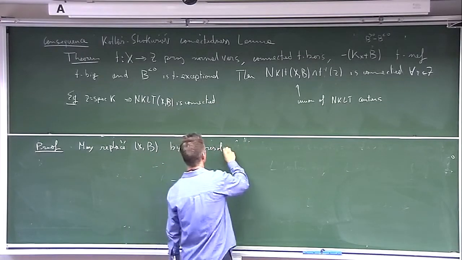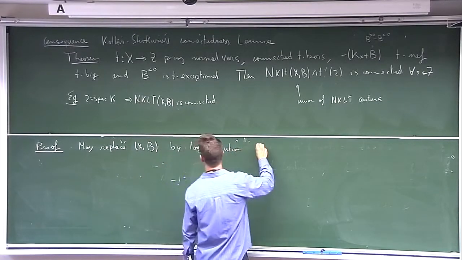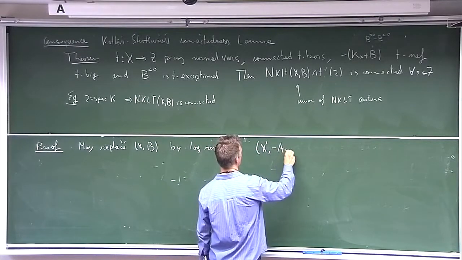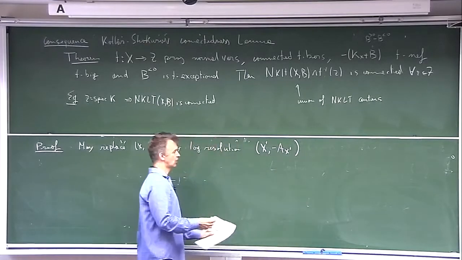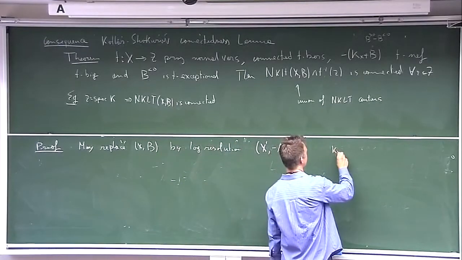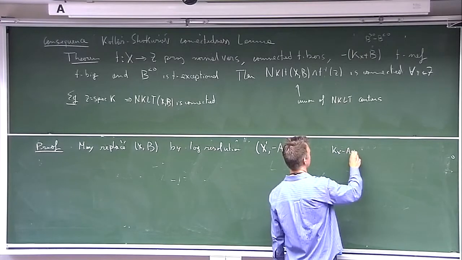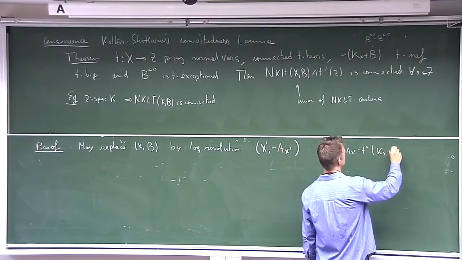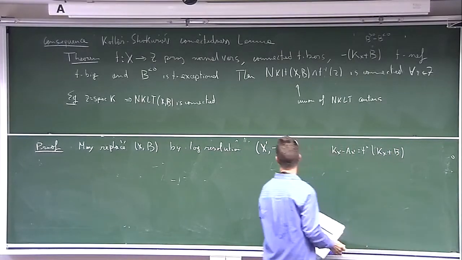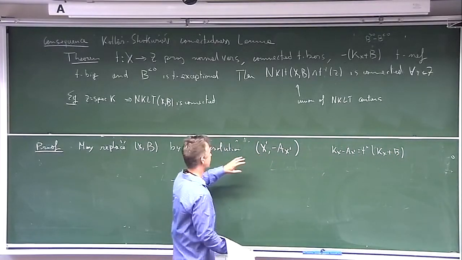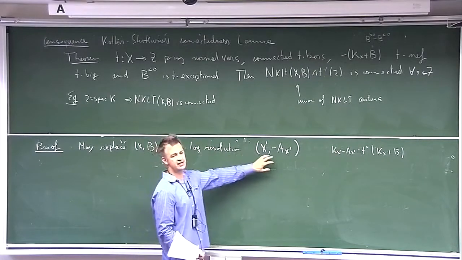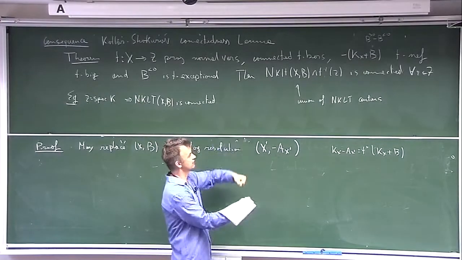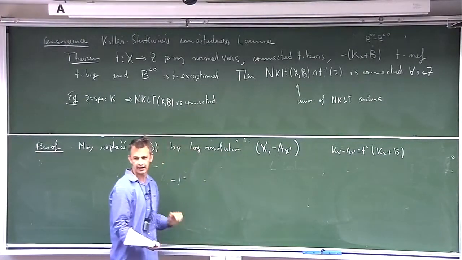So by that, what do I mean? Well, on the log resolution, you replace it by x prime and minus a on x prime, right? So in other words, kx prime minus ax prime is just the pullback of kx plus b. And everything that I said about x and b will be true for this pair. And so we're just going to prove it for this pair. And then the image of something connected is still connected. So it just follows immediately.